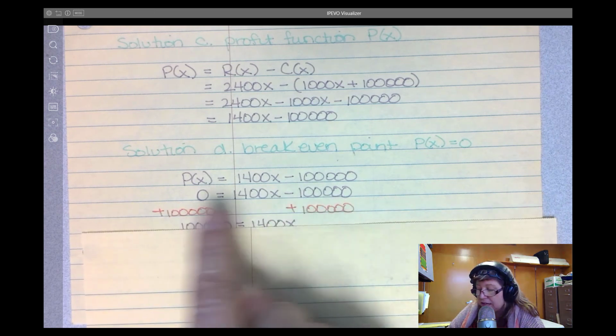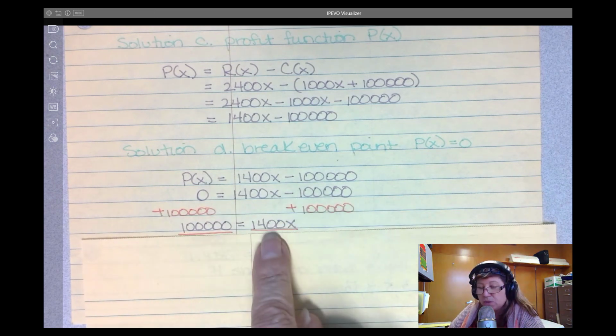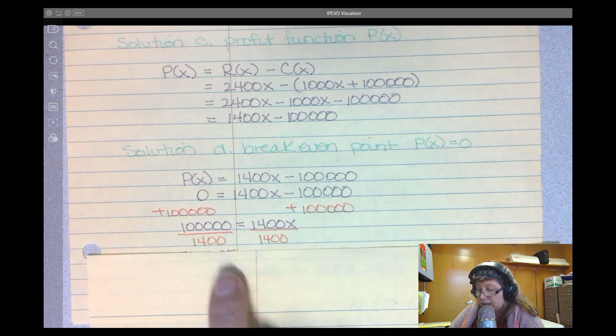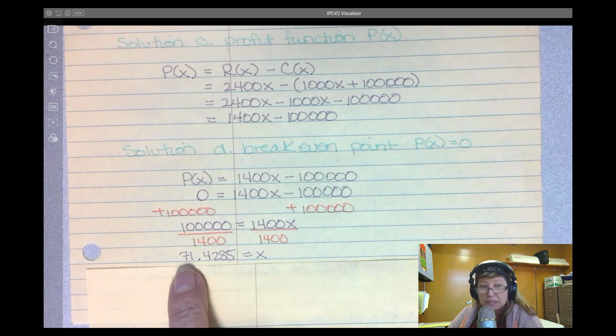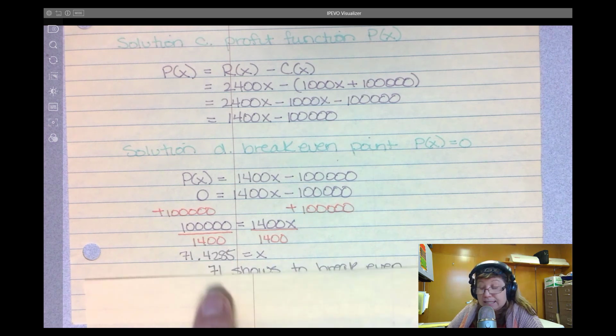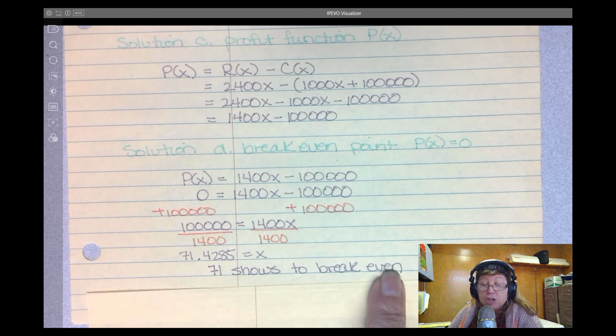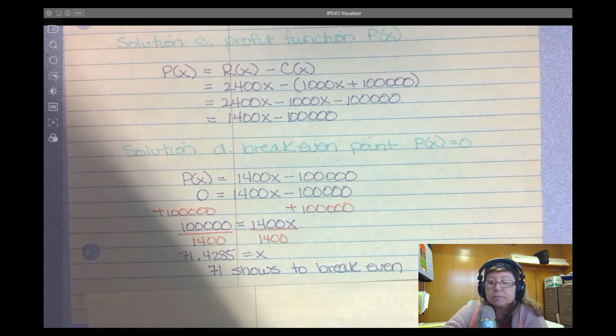Okay, I'm going to add 100,000 to both sides. I get 100,000 equals 1,400x. Divide by 1,400 on each side. I get x equals approximately 72.4 shows. Now, we need to run at least 71 shows to break even. We will actually start making a profit once we run the 72nd show. But we need to run at least 71 to break even.